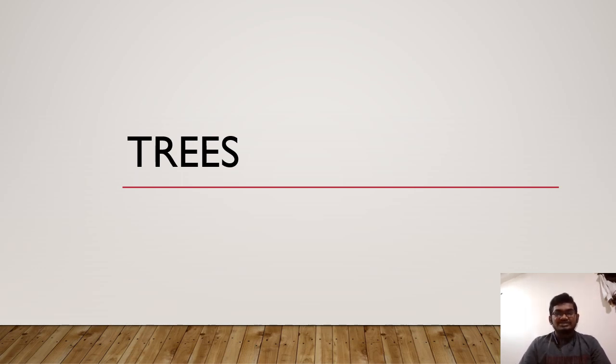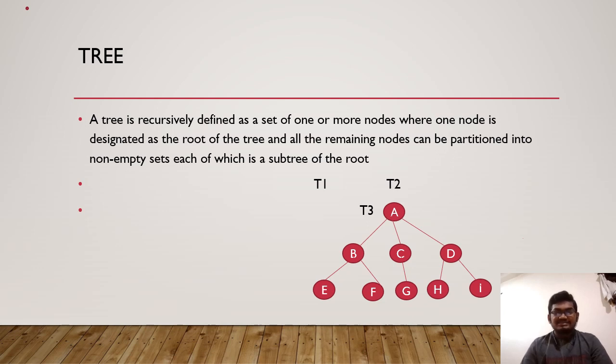Now I am going to explain about trees. A tree is recursively defined as a set of one or more nodes where one node is designated as the root of the tree, and all the remaining nodes can be partitioned into non-empty sets, each of which is a subtree of that root. Here is an example of a tree.